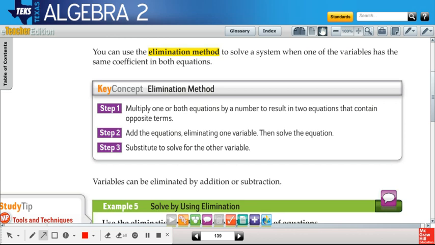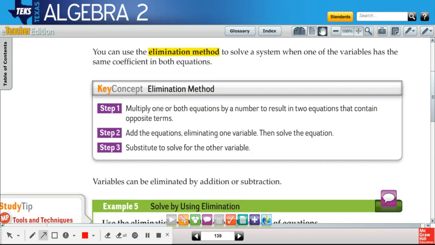Step 2, add the equations. It means to combine the equations together, but one at a time. Combine the first variable, and then combine the second variable, and then combine the totals when you're adding the equations. In doing so, when you combine the equations, you will eliminate one variable. Once you eliminate one variable, then you solve the equation.